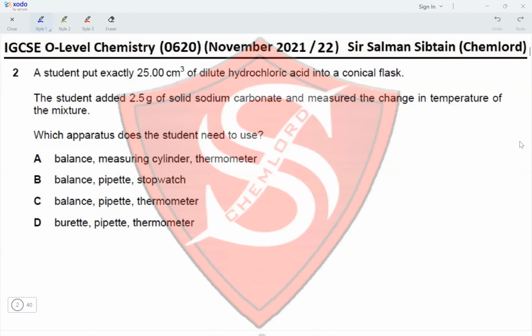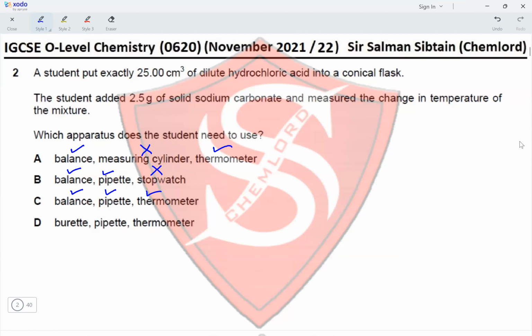So a balance would be required. A measuring cylinder cannot measure accurate volumes. It measures approximate volumes. Since the volume given is accurate to two decimal places, a measuring cylinder is not a suitable piece of apparatus. And a thermometer, yes, it is required. So balance, pipette, stopwatch: there is no measurement of rate of reaction, so a stopwatch is not needed. Balance, pipette, and thermometer, yes, all three are required.